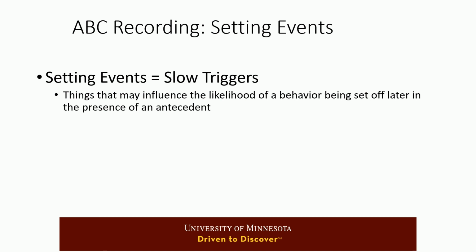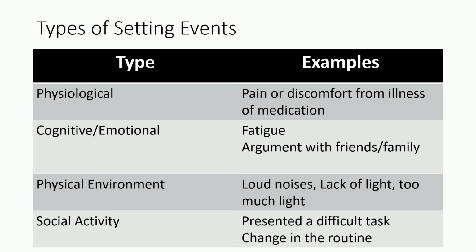Setting events, I like to think of as slow triggers. So these are things that might influence the likelihood of a behavior being set off later in the presence of an antecedent. So these could be things like physiological things like pain or discomfort from illness or medication. It could be cognitive or emotional, like fatigue or an argument with friends or maybe experiencing anxiety.